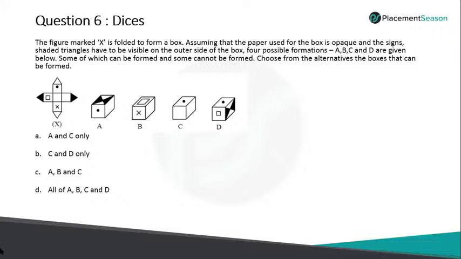Okay, it's very simple. You will not have much time to form a cube like this, and you cannot do that on paper also, right? You have to think. So first option A: if I fold this, will I get this formation or not? That's what I have to see. That's what they have given, boxes that can be formed. So let me take this corner.